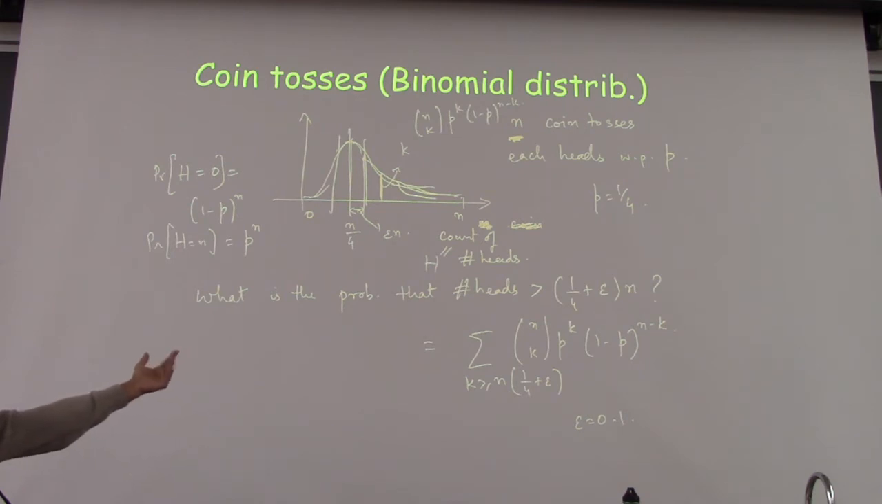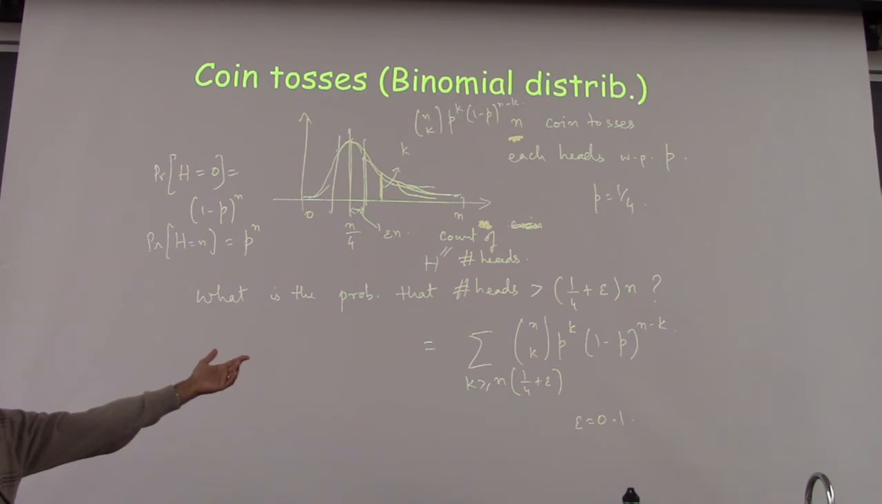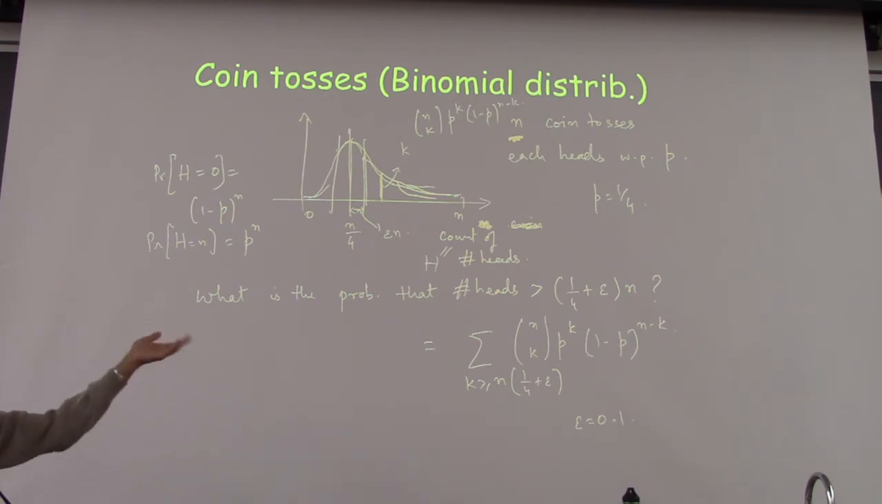Suppose p is 1/4 and epsilon is 0.1. Okay, what do you expect this summation to be? Some of you may be able to guess, but it's still messy, right? You don't want to deal with stuff like this. You want a nicer way of analyzing these kinds of quantities. So this is what we'll figure out how to do today.